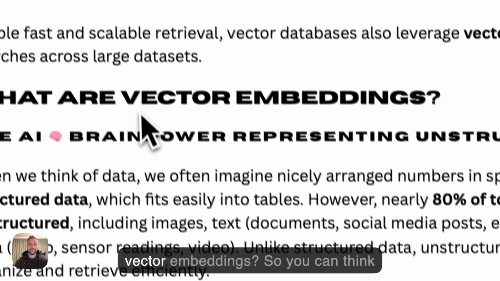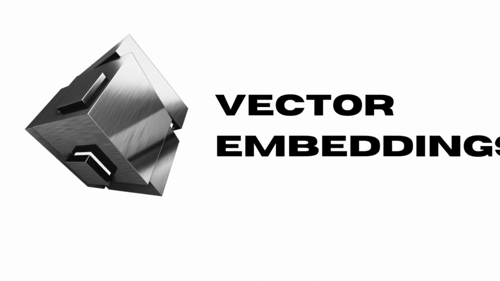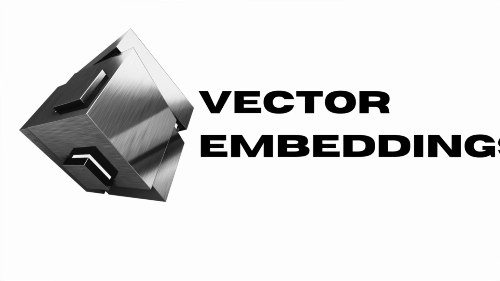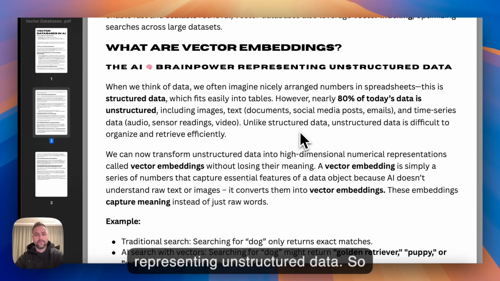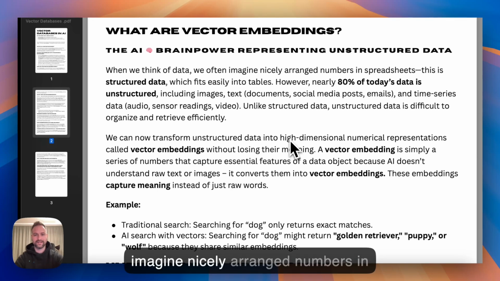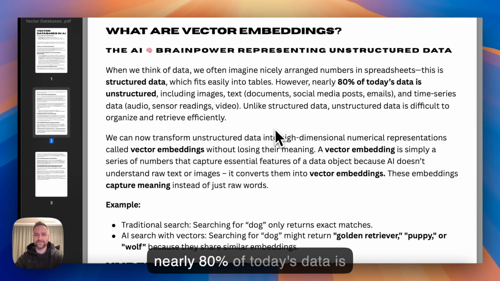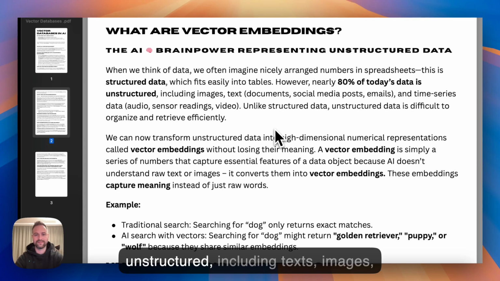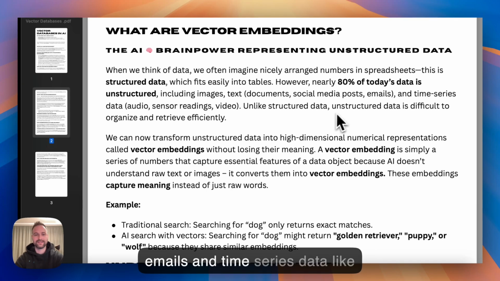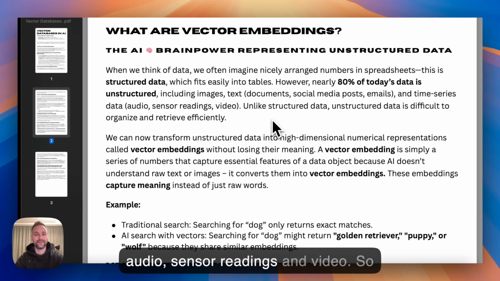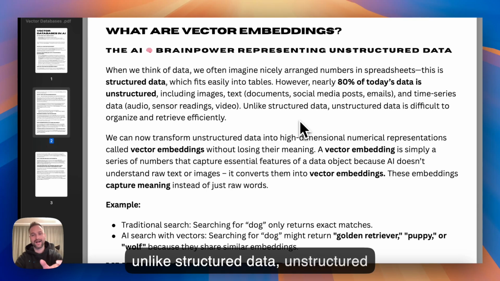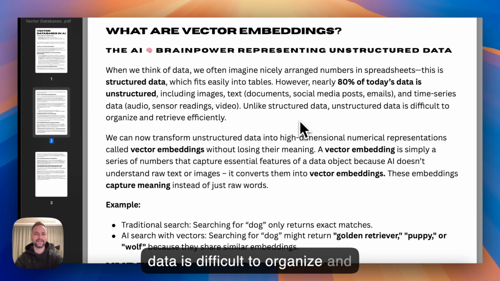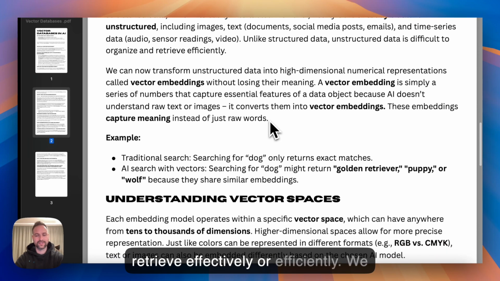So what are vector embeddings? You can think of them as the AI brainpower representing unstructured data. When we think of data, we often imagine nicely arranged numbers in spreadsheets. This is structured data, which fits easily into tables. However, nearly 80% of today's data is unstructured, including text, images, documents, social media posts, emails, and time series data like audio, sensor readings, and video. Unlike structured data, unstructured data is difficult to organize and retrieve effectively or efficiently.